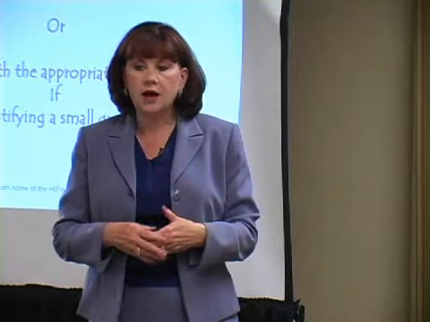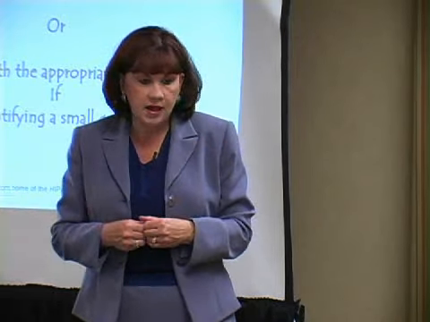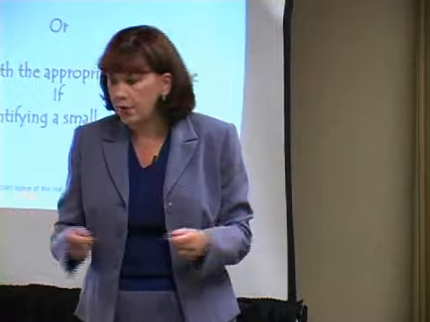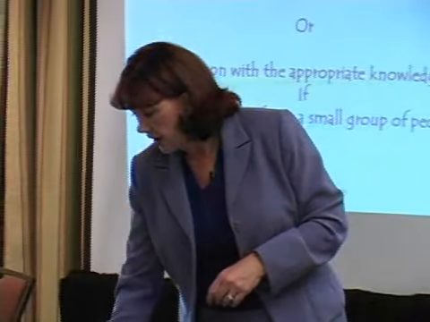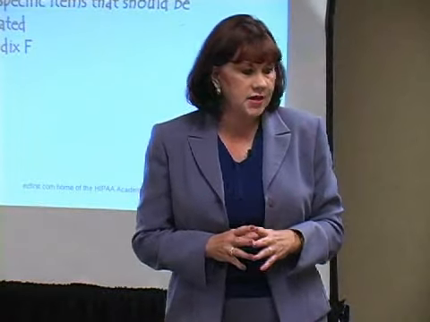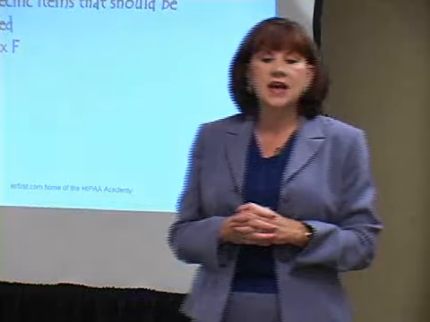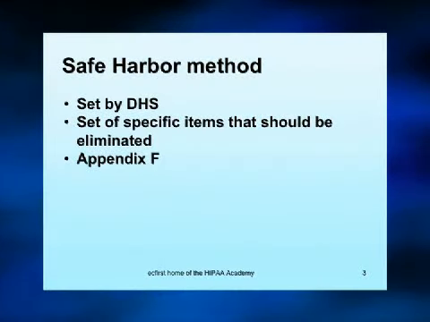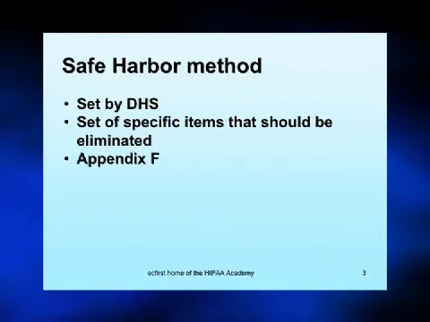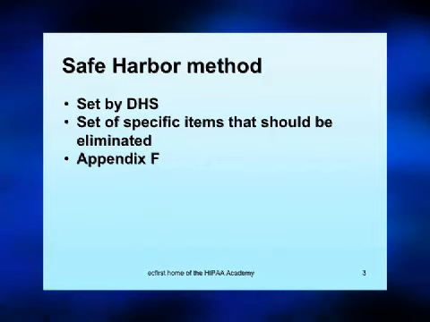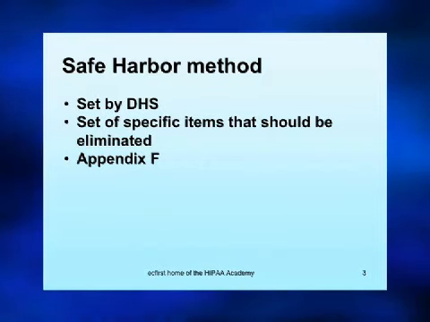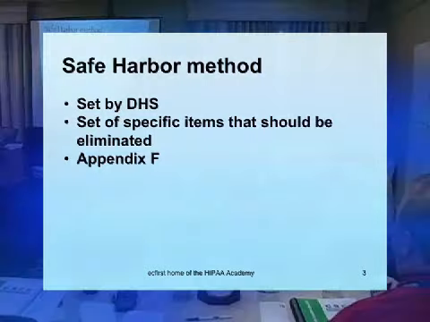So if you take out the information about that person, it's not a problem. So de-identified information is taking out your name, your address, your phone number, your picture, your fingerprints, and there are several ways that you can do that. The best way to do that is to use the safe harbor method. The safe harbor method was developed by the Department of Health and Human Services, and it has a set of specific items that need to be eliminated.